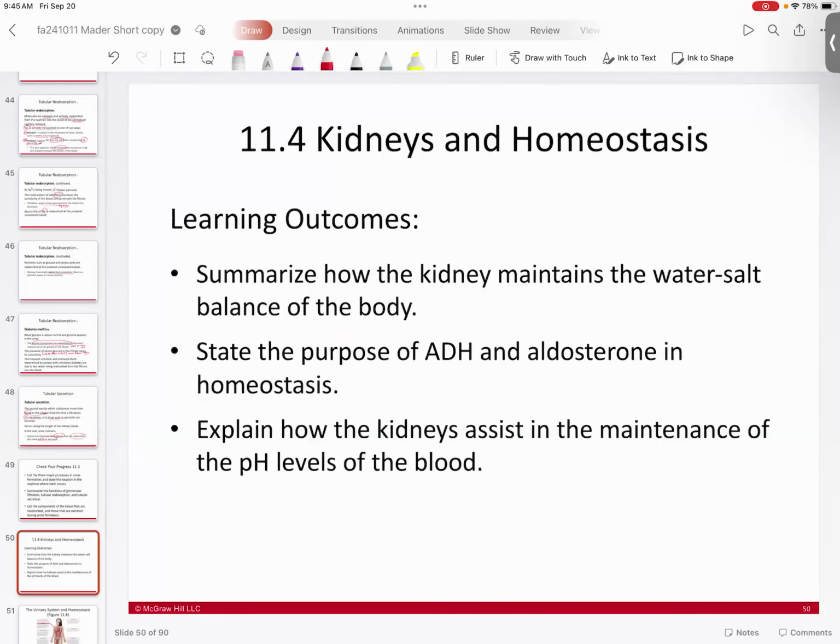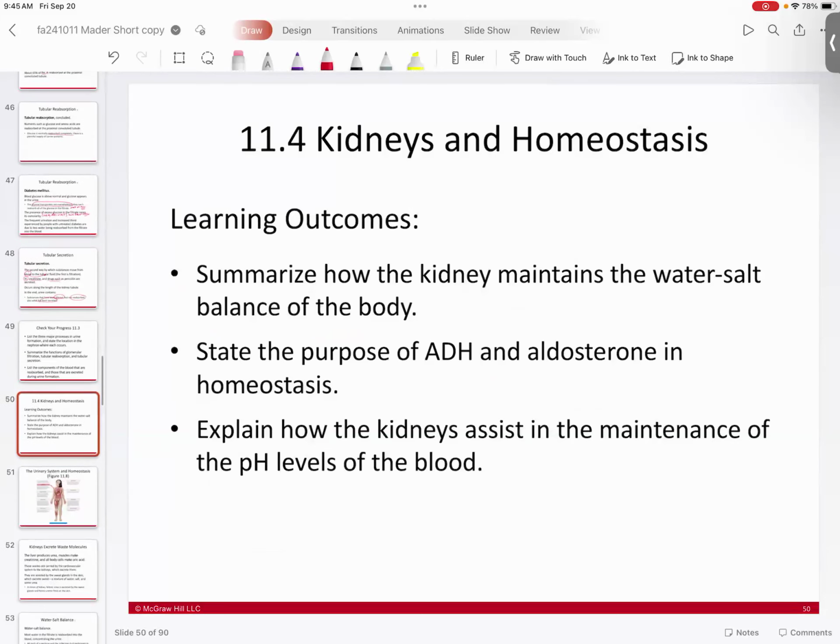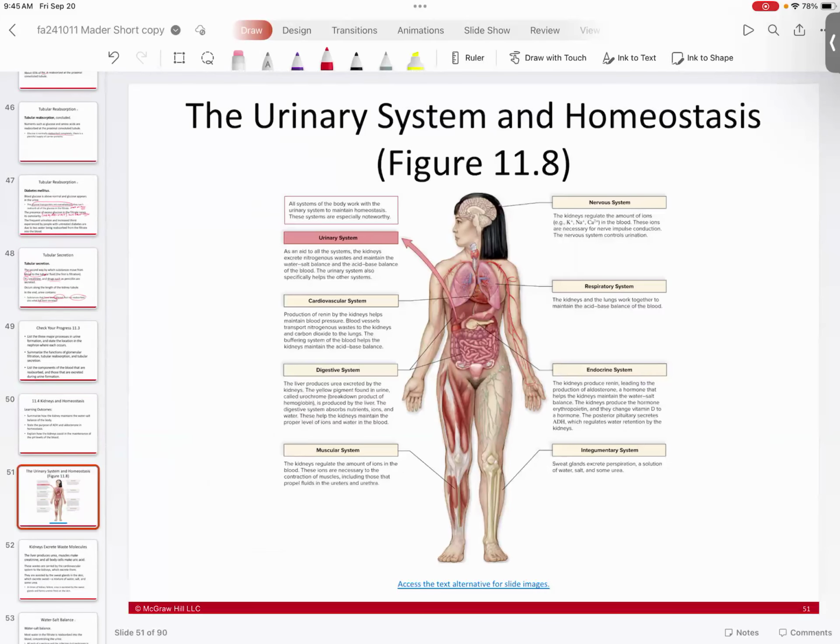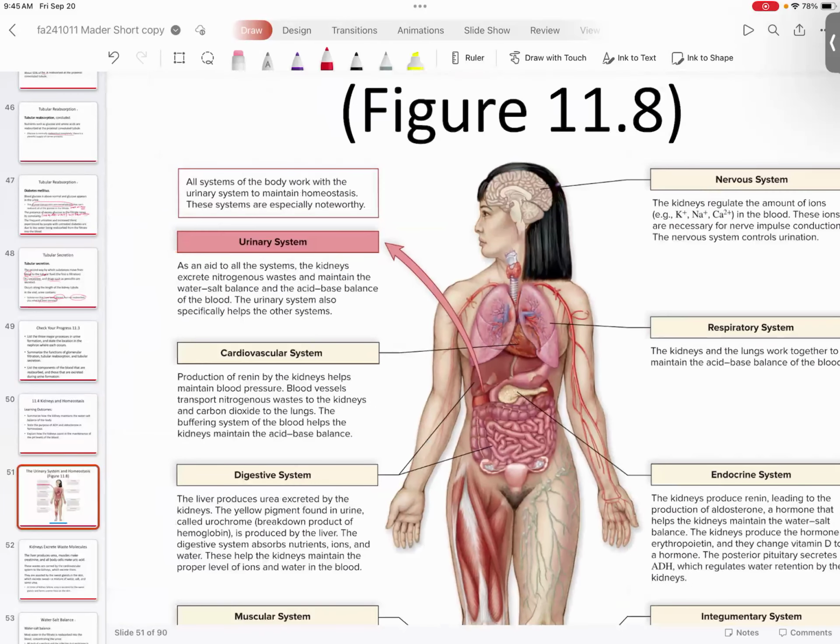Okay. So now let's take a look at the kidneys and homeostasis. When you take a look at your urinary system, basically this is going to aid all systems because you're going to be getting rid of nitrogenous waste. You're going to be maintaining your water-salt balance, your acid-base balance. Also, for the cardiovascular system, you're going to be monitoring your blood balance, acid-base balance, and your blood pressure.